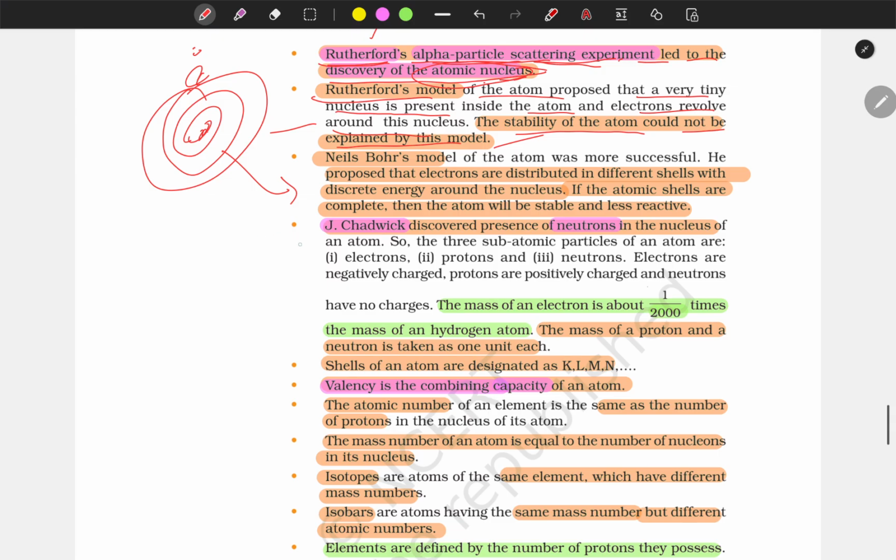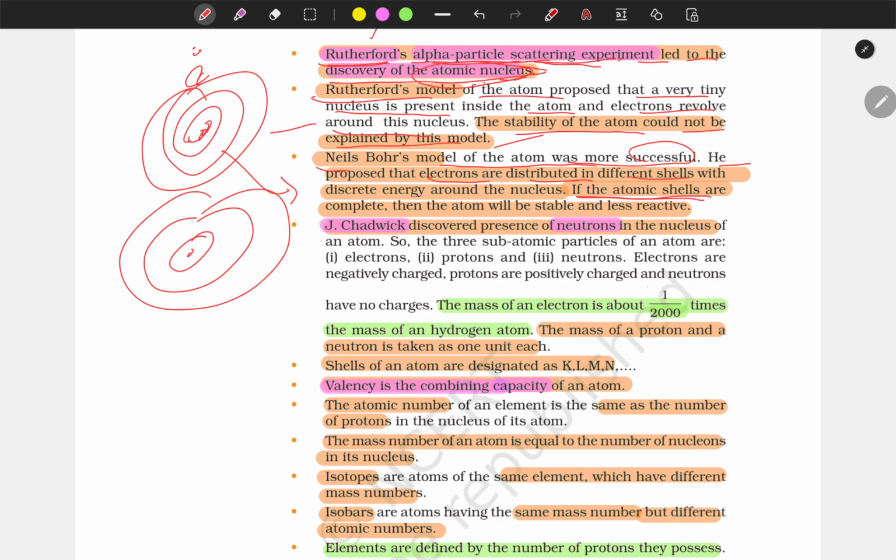Now Bohr's model explained it. Bohr's model of an atom was more successful. It proposed that electrons are distributed in different shells. If the atomic shells are complete, then the atom will be stable and less reactive. J. Chadwick discovered the presence of a neutron in the nucleus of the atom. So these subatomic particles are electron, proton and neutron. Electrons are negatively charged, protons are positively charged, and neutrons have no charge.